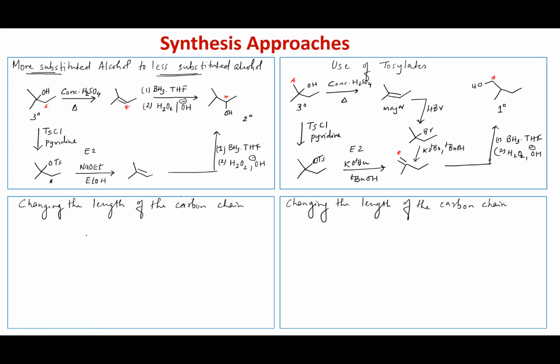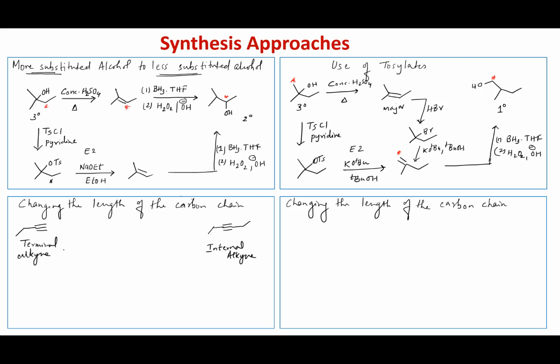Now let's look at some reactions that actually allow us to change the length of the carbon chain. So for example, I have an alkyne, and I want to convert this alkyne into a longer chain alkyne. We are starting with a terminal alkyne here, and I want to convert it into an internal alkyne.